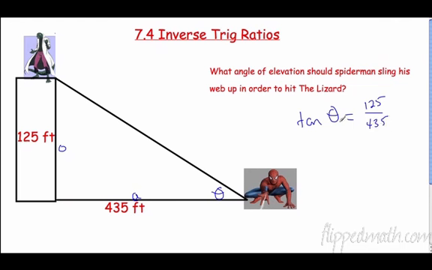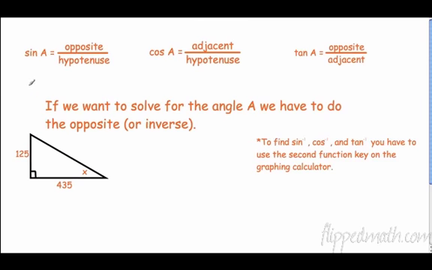Now, we have theta here, and that's what we want to solve. So we have to undo it, and that's what we're going to talk about today. Quick reminder, sine is opposite over hypotenuse, cosine adjacent over hypotenuse, and tangent opposite over adjacent, otherwise known as SOHCAHTOA. To find these, we have to do the inverse or opposite.